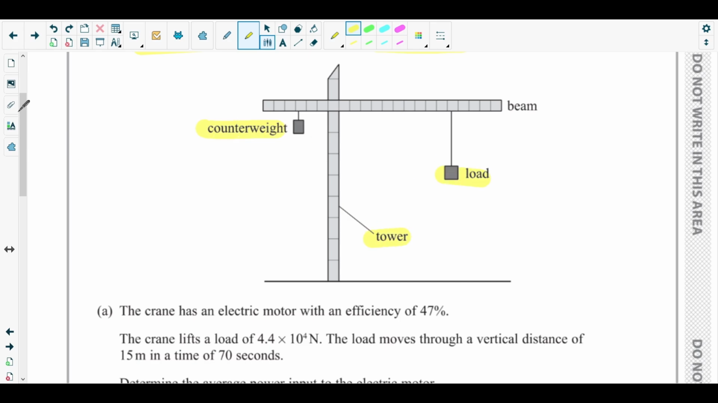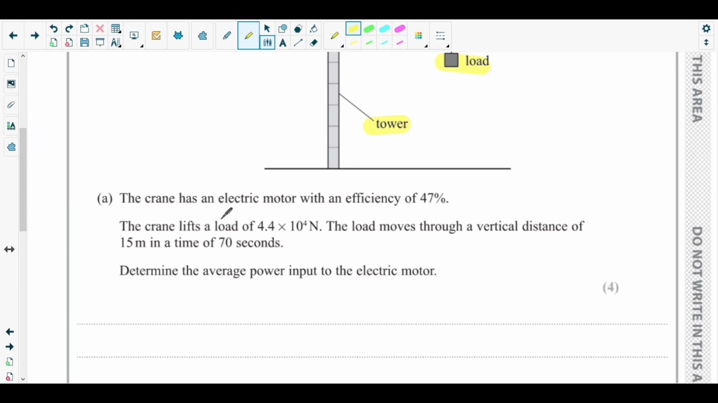This is the tower. Part A is asking that the crane has an electric motor with an efficiency of 47%. The efficiency is given. The crane lifts a load of 4.4 times 10 to the power 4 Newton. The weight of the load is given. The load moves through a vertical distance of 15 meter in a time of 70 seconds. So the question is to determine the average power input to the electric motor. So we need to find out the average power input.